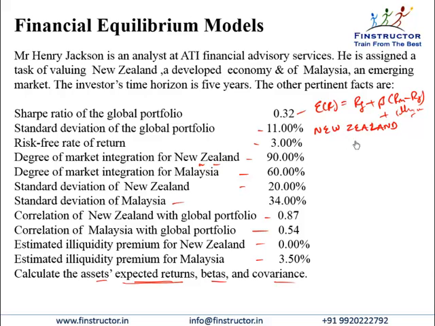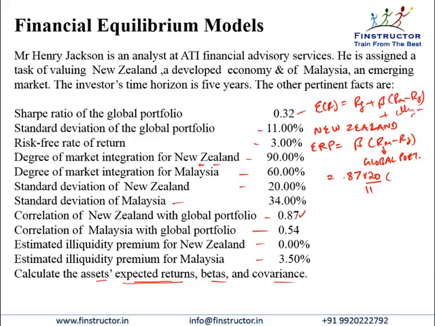Assuming full integration, the equity risk premium would be nothing but beta times (RM minus RF), where RM is the global portfolio. Beta will be calculated using the regular correlation coefficient, which is quite high, that is 0.87. So it will be 0.87 into the standard deviation of New Zealand, which is given to be 20%, divided by the standard deviation of the market, which is given as 11%.